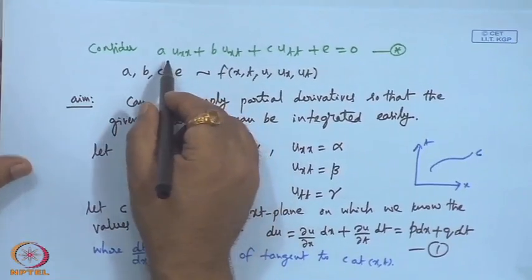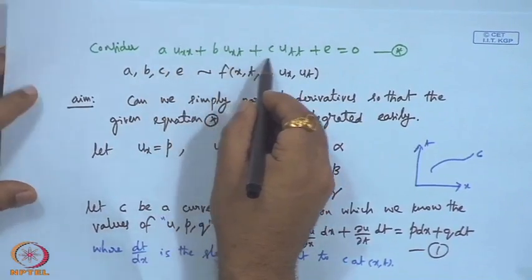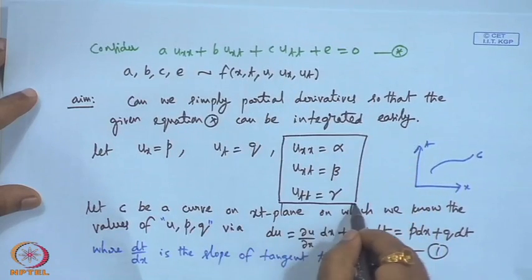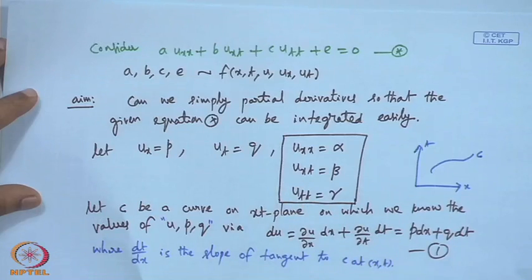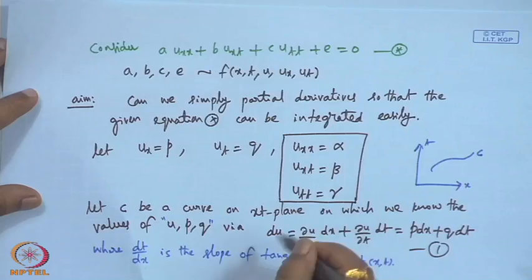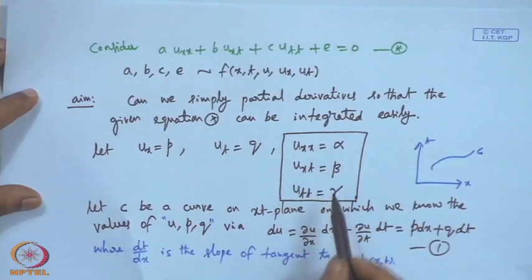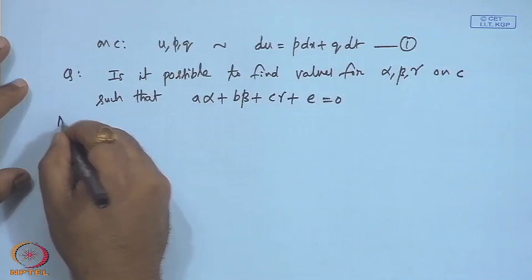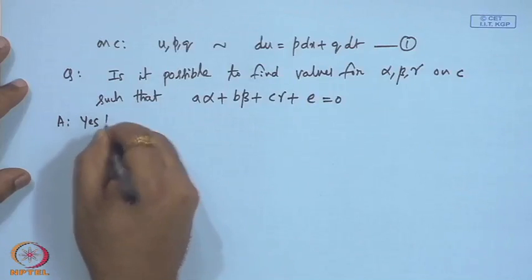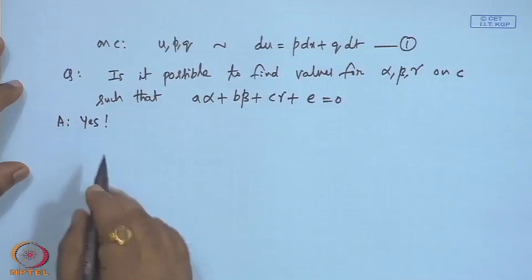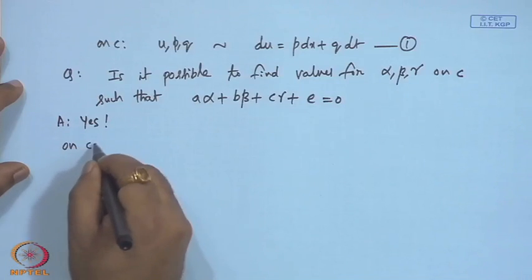See, this is our original equation which we have considered, A u x x plus B u x t plus C u t t is 0, and this is the notation we have adopted. Okay. So, then if u, p and q are known, we would like to determine on C these alpha, beta, gamma such that this is satisfied. Okay. So, that is the question, and the answer to this is yes. Of course, via C we do this. Okay. So, let us see how we do.